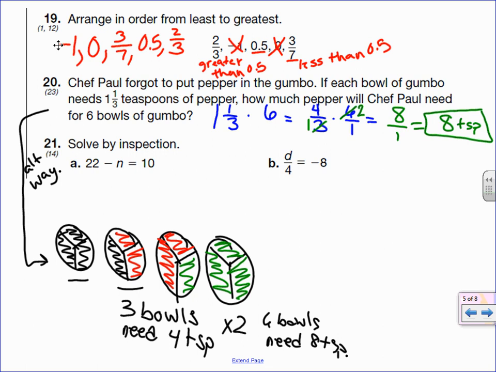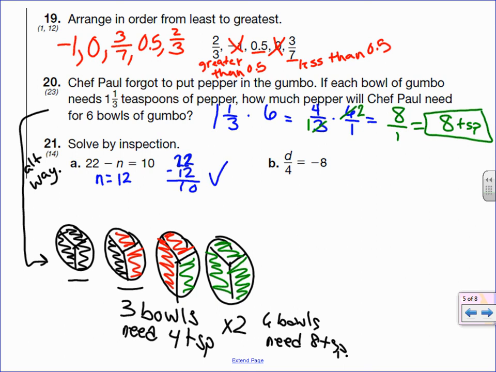Number 22, solve by inspection. So 22 minus some number gives us 10. Well, we have to take 2 off and then another 10. So it looks like n should be 12. And we can check, is 22 minus 12, is that 10? Yep. So it works out.